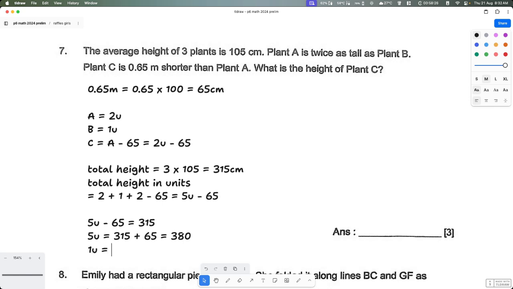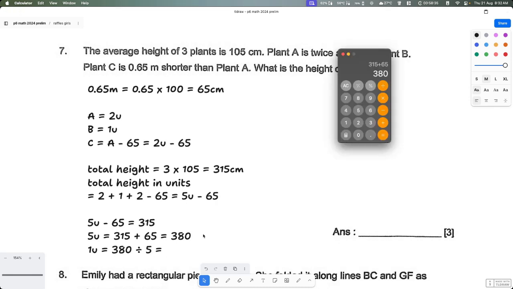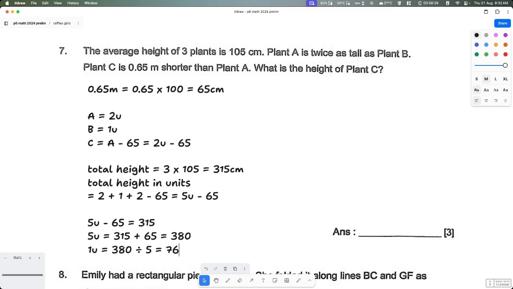1 unit is equal to 380, and then we divide it by 5. So let's use our calculator. 380 divided by 5, this will give us 76.